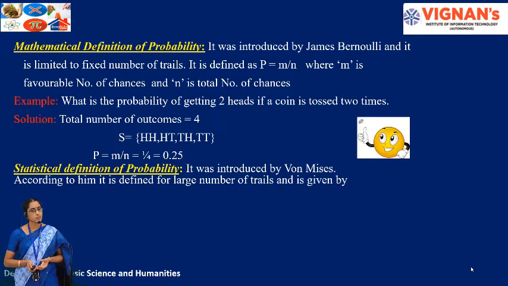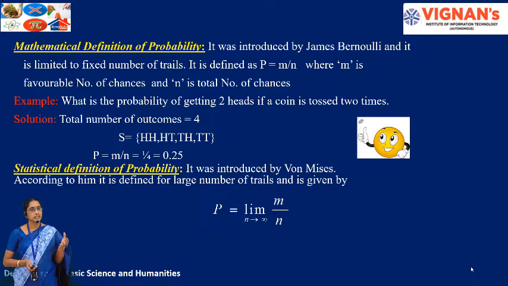Using that L'Hospital's rule, the probability is given by the limit as n tends to infinity of m by n, where m stands for the number of favorable chances and n stands for the total number of chances. When an experiment is conducted a large number of times, suppose we toss a coin 100 times, then also we can find that probability here.